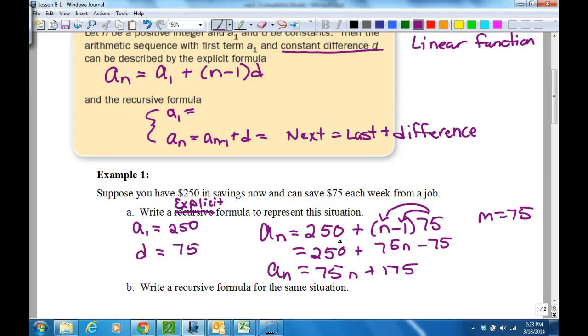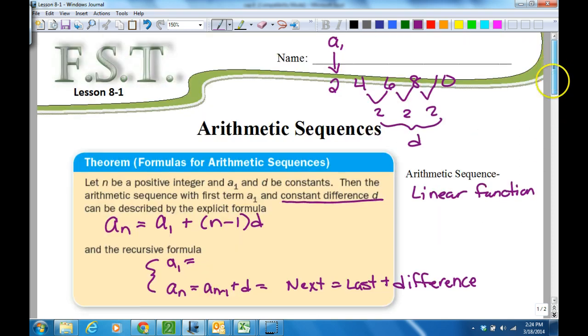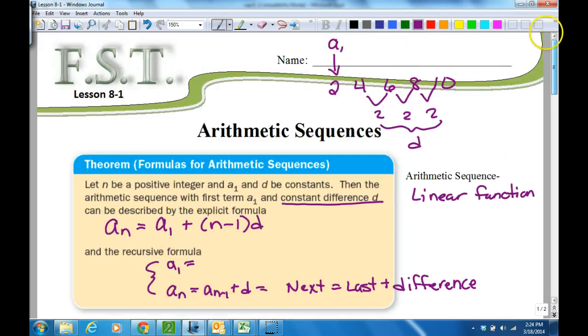Question: when you simplify it down to 75n plus 175, what is the n? The n is the number in the sequence. So, like, going back up here, if it said for the 8th week, how much do you have, you'd put that in there. So this would be the first one in the sequence. This is a sub 1. This is the second in the sequence, third in the sequence, fourth in the sequence, and so on. So that's what the n is referring to.